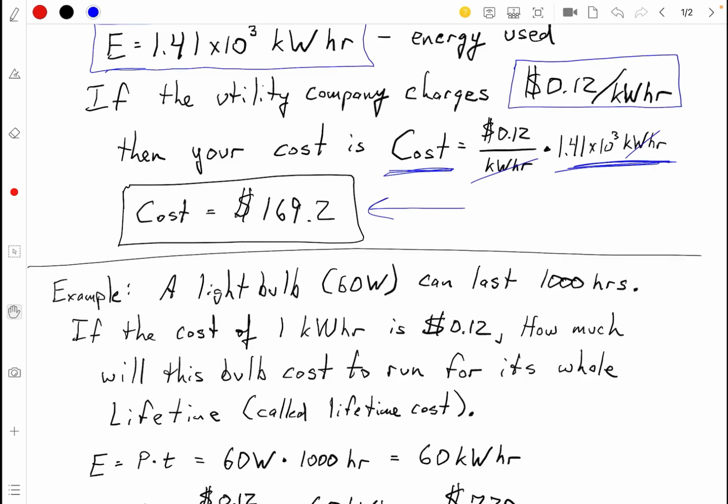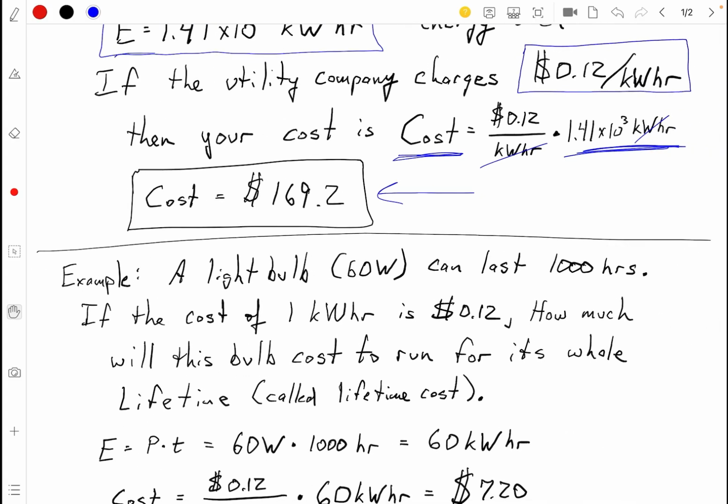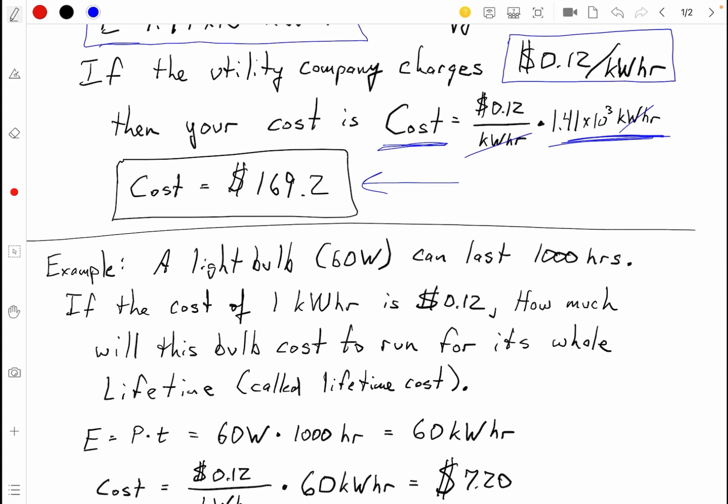All right, so let's do this example here. A light bulb, 60 watts, can last 1,000 hours. And if the cost of 1 kilowatt hour is 12 cents, how much will this bulb cost to run for its whole lifetime? This is called the lifetime cost or the lifetime run cost. You're not including the cost of purchasing the light bulb. You're just counting the lifetime cost of the energy.